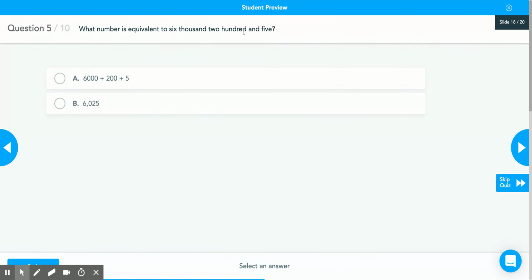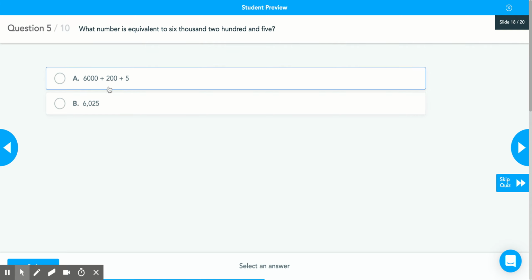Next, we have what number is equivalent to 6,205. We can convert that written form either into expanded or standard form. So we have the number in the thousands place, 6,000. We look at both answers. We have 6,000 in A. We also have 6 in the thousands place in B, which is also 6,000. So they're both correct so far.